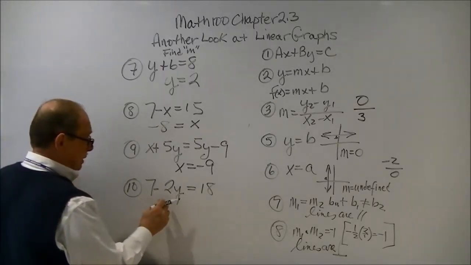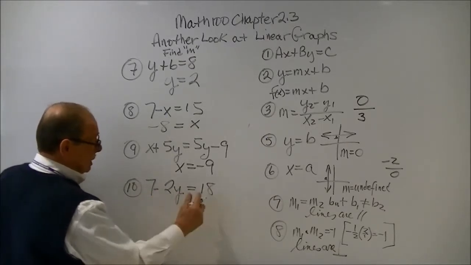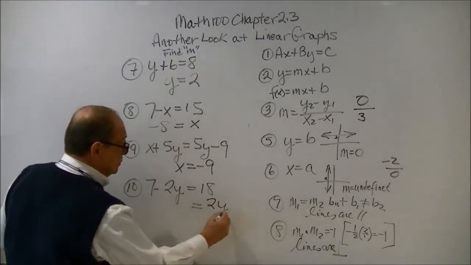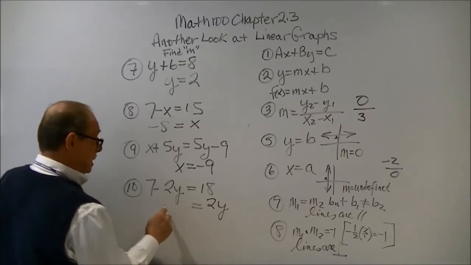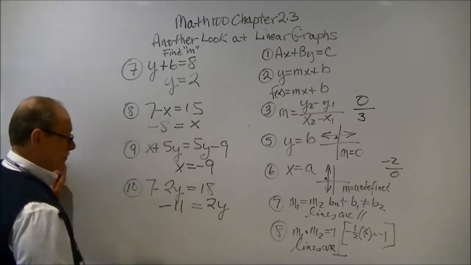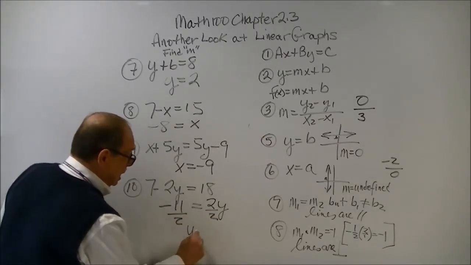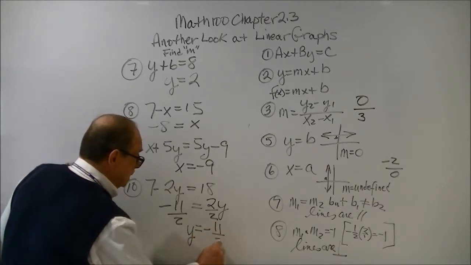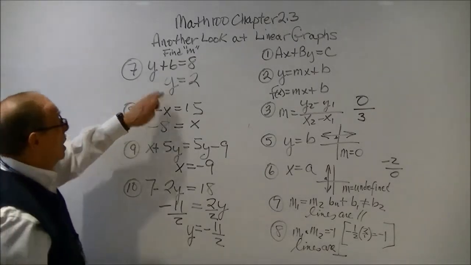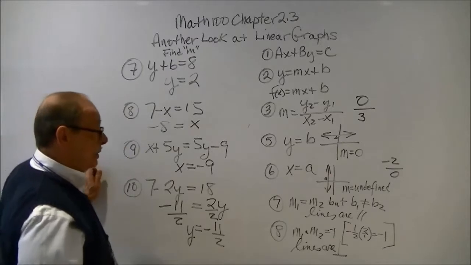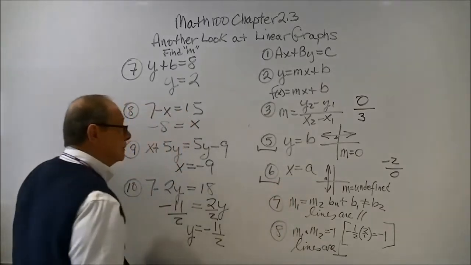And here we're going to move the negative 2y to this side, and that gives us a positive 2y. Transpose this, and I get a negative 11. Divide both sides by 2, and I get y equals negative 11/2. So we've solved all the equations for either y or x. And the equations we're talking about are equation 5 and equation 6.